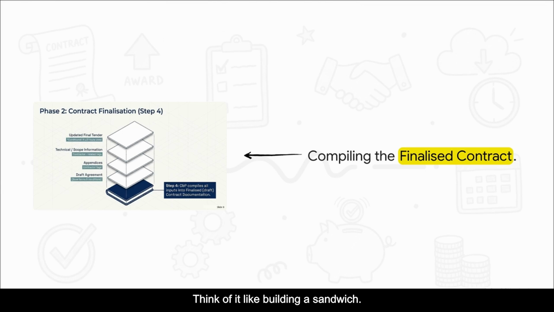Think of it like building a sandwich. At the bottom, you have the draft agreement with base terms and conditions. On top of that, you layer the appendices, then the technical and scope information. And finally, if you took that LOI detour we just talked about, the updated final tender goes right on top. It all gets bound together into the finalized draft contract.